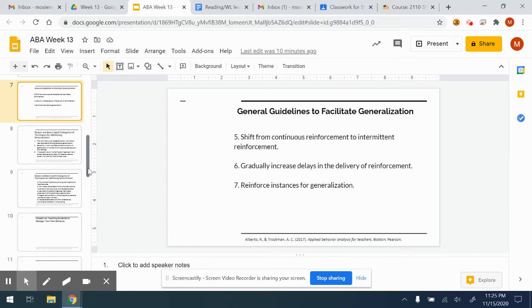And the last one would be to reinforce all instances for generalization. So anytime that we have those instances pop up where it's a skill that we can generalize, make sure that we're reinforcing it across settings, across situations, with different stimuli present so that the students grow to understand that we want them exhibiting this behavior no matter who they're around, no matter where they're at, no matter what the circumstances, that they are equally distributing and exhibiting this behavior across different settings.